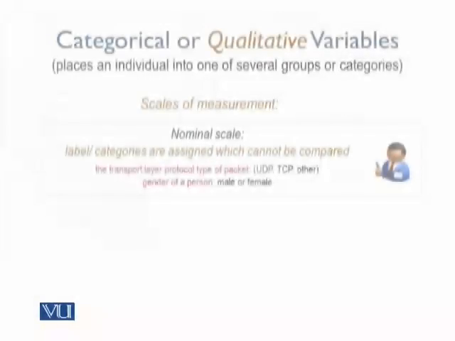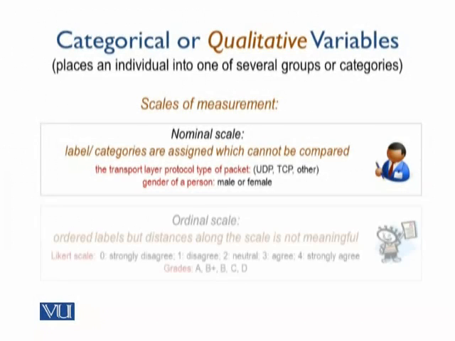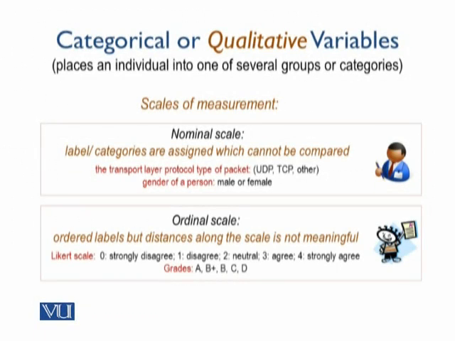Besides the nominal scale, there is another scale which is a little more advanced in that it gives us some more information. So in an ordinal scale, we do not just give labels to it, but the labels that we give to it also have a sense of order amongst themselves.